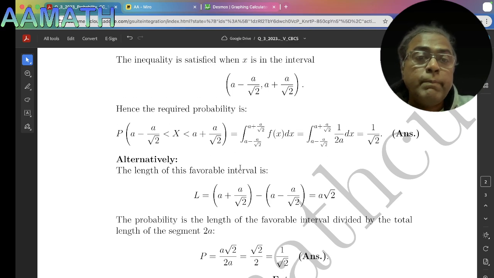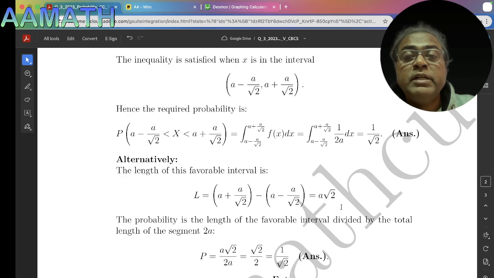Now alternatively, we can find this probability in this way. The length of this interval is a plus a by square root 2 minus a by root 2. So this is equal to a root 2. This is the favorable length when point P lies in this interval, a minus a by root 2 to a plus a by root 2.